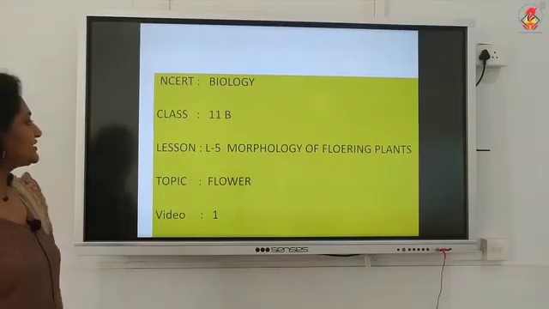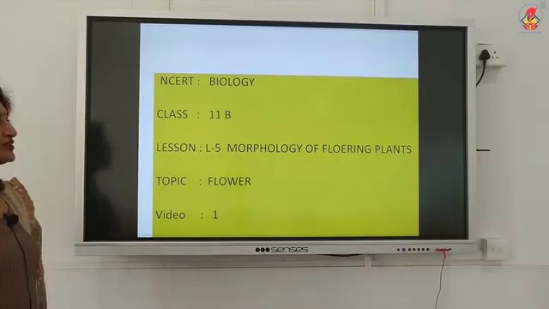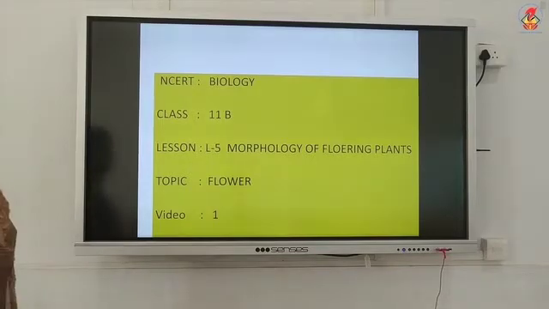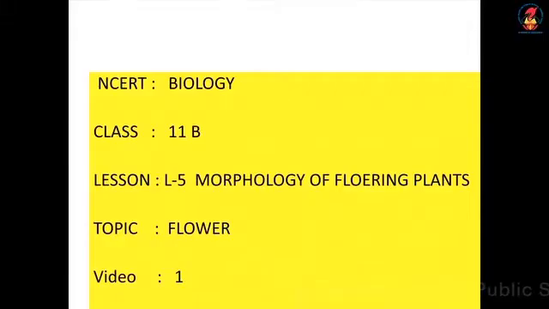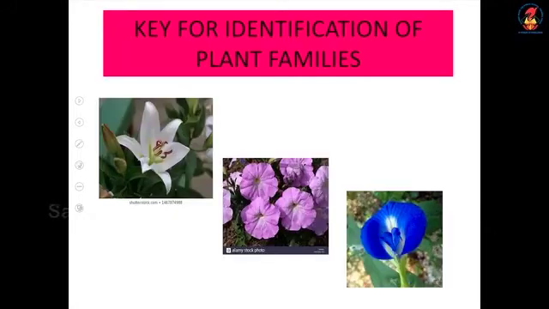Children, today I am going to take the 5th chapter, Morphology of Flowering Plants, and the topic is flower, video number 1. In this chapter, we are going to learn 3 plant families, namely Liliaceae, and the plant we are going to dissect is aster lily. This is the picture of aster lily.